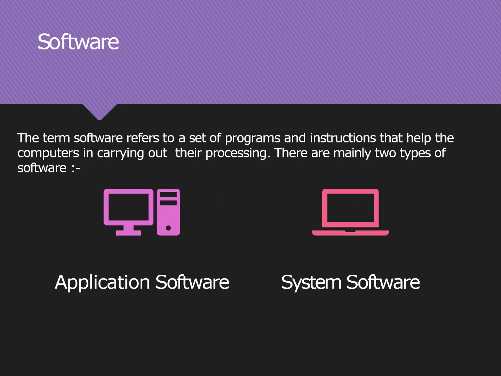Software. The term software refers to a set of programs and instructions that help the computers in carrying out their processing. There are mainly two types of software, that is application software and system software.